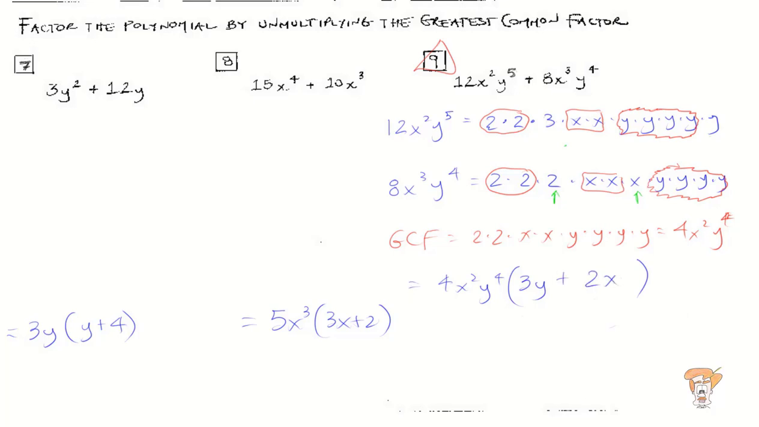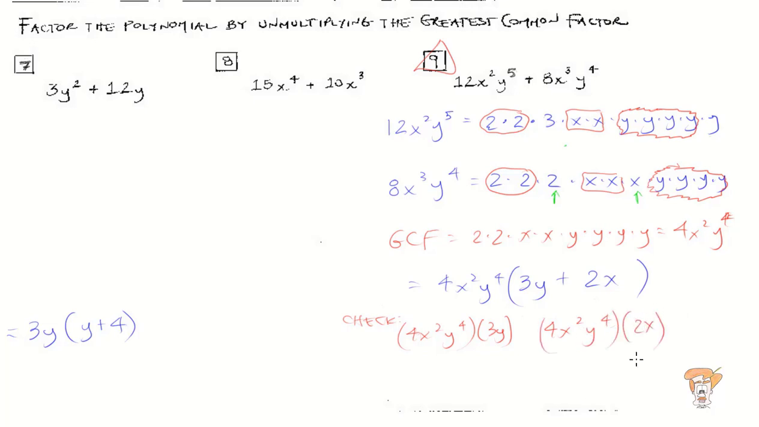We can confirm that we have the correct answer by distributing the 4x squared y to the fourth to each of the terms contained in the parentheses. So let's check our answer. 4x squared y to the fourth times 3y, and then 4x squared y to the fourth times the 2x.